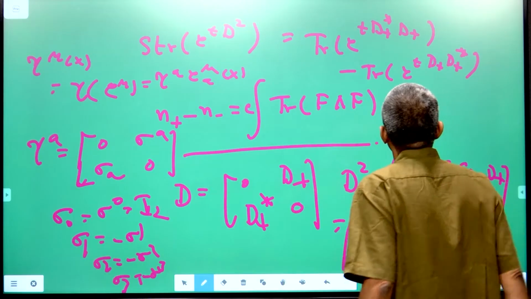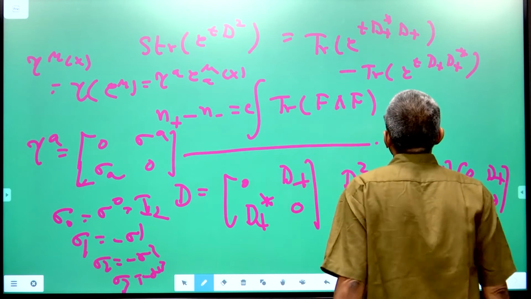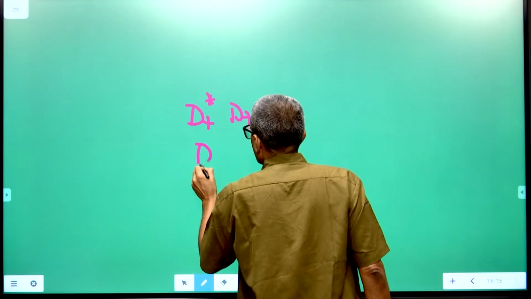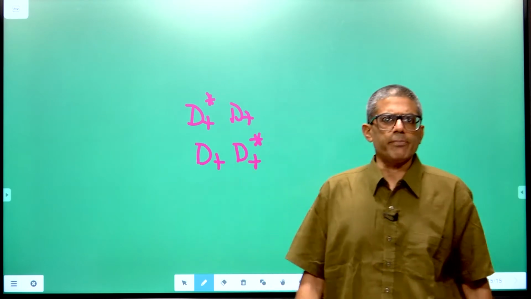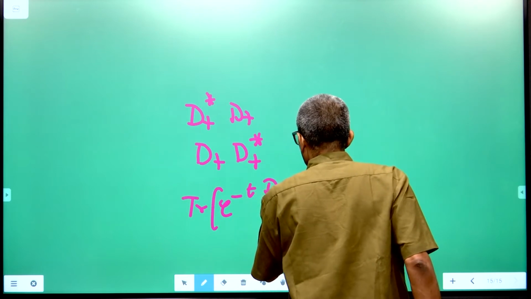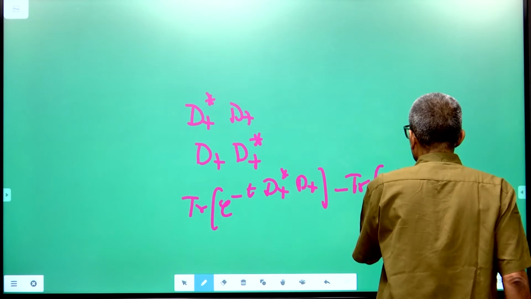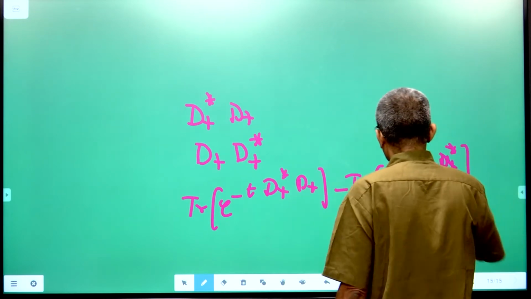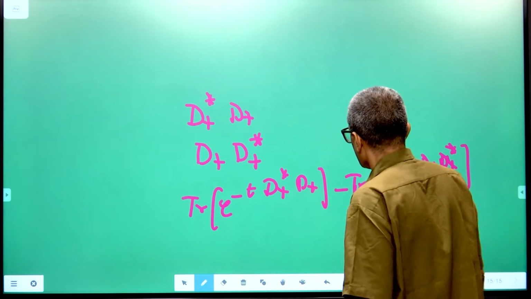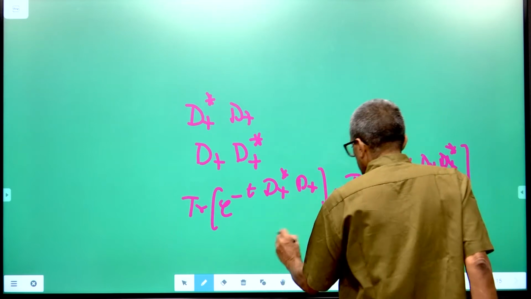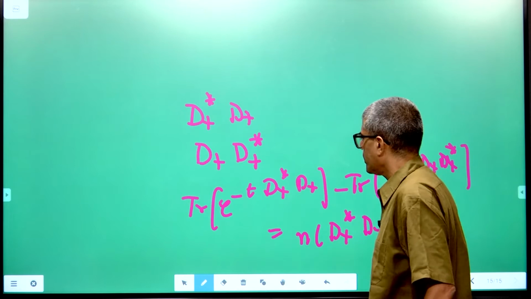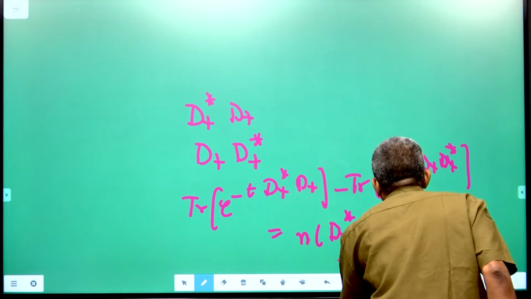So, if you look at the super trace of e power minus t D squared, it is the difference between these two. Now, if you look at the eigenvalues of D plus star D plus and D plus D plus star, all the non-zero eigenvalues are equal, including multiplicities, which follows from the singular value decomposition. That means that if you look at the difference between the traces of e power minus t D plus star D plus and e power minus t D plus D plus star, the non-zero eigenvalues are the same, including multiplicity. So, that will not contribute to the trace; the zero eigenvalues will contribute. Essentially this will become equal to simply the nullity of D plus star D plus, that is the dimension of the zero eigenvalue subspace of D plus star D plus, minus the nullity of D plus D plus star.